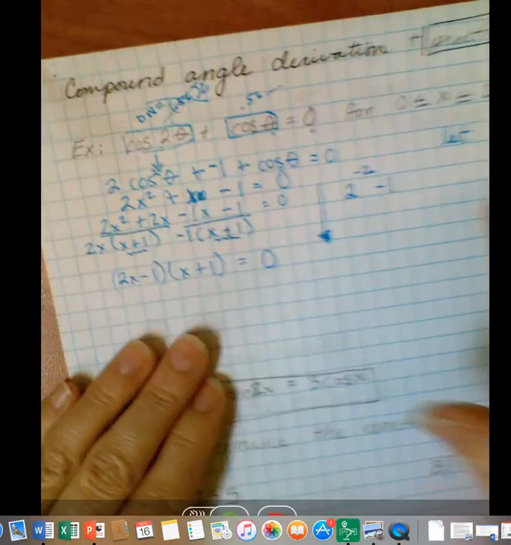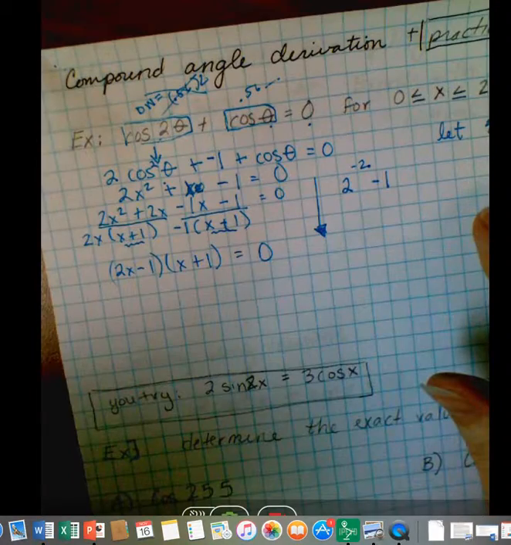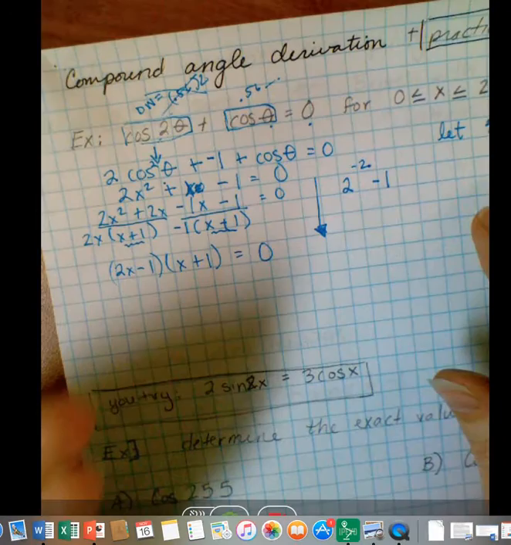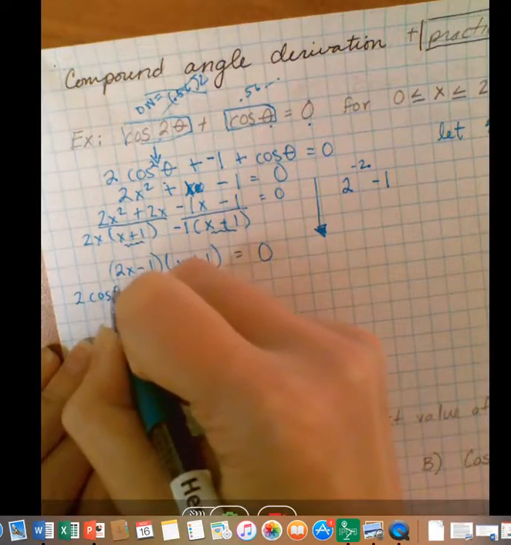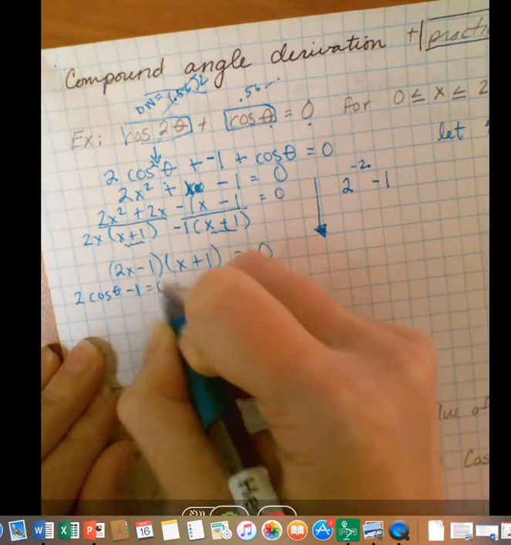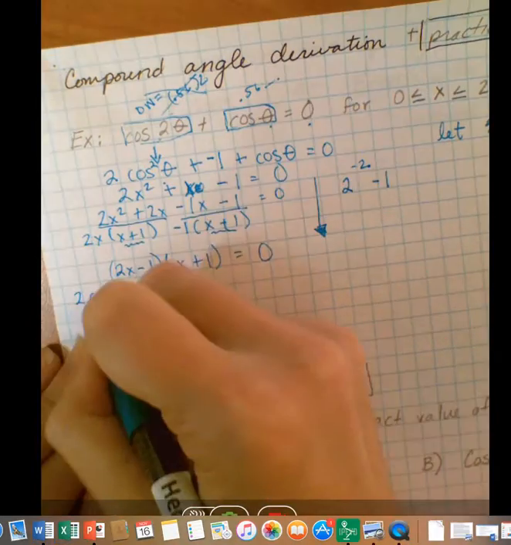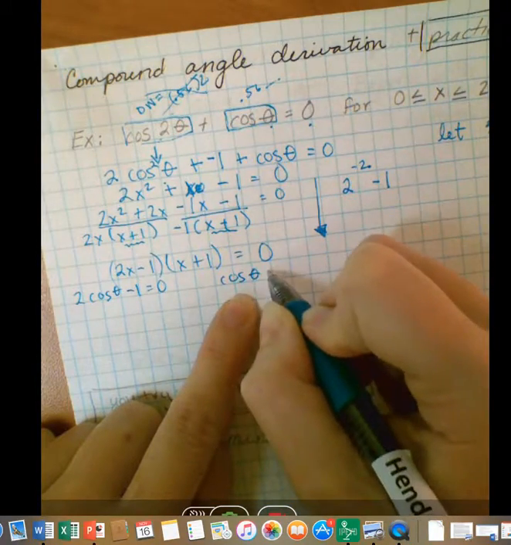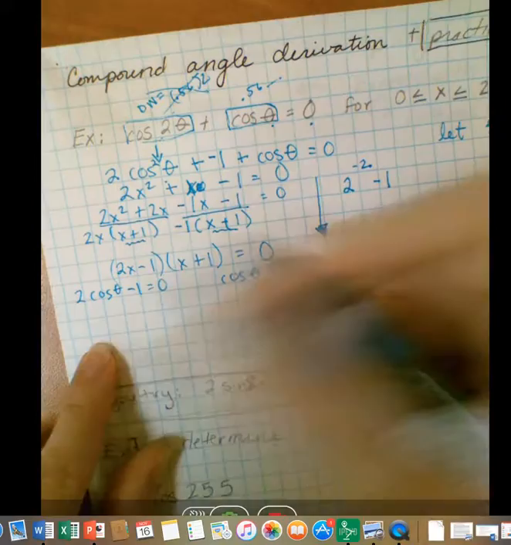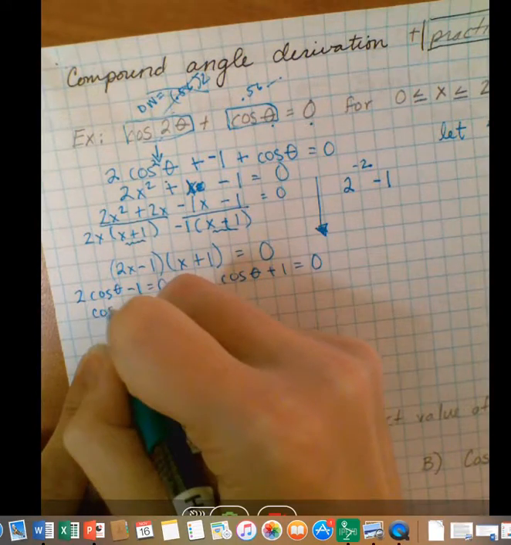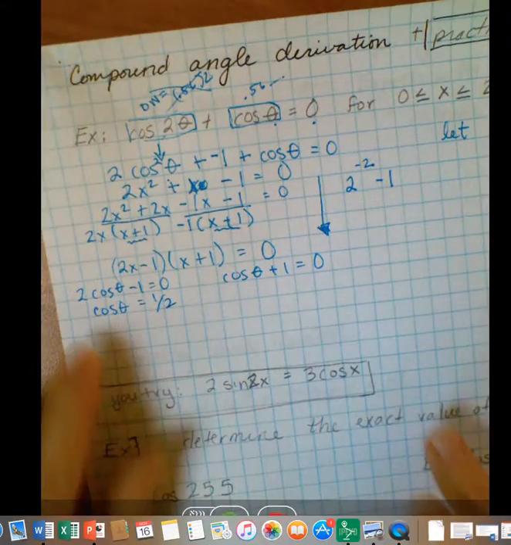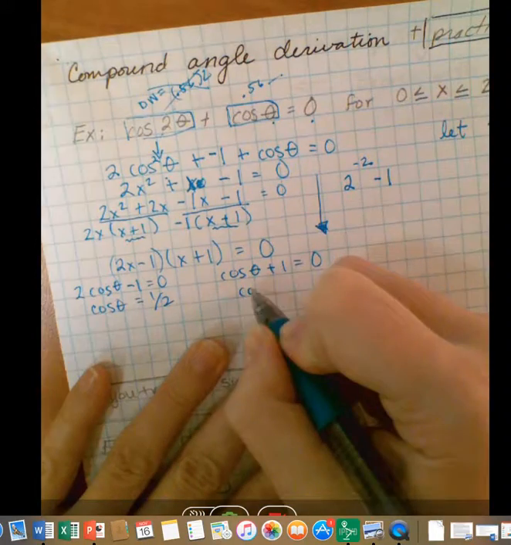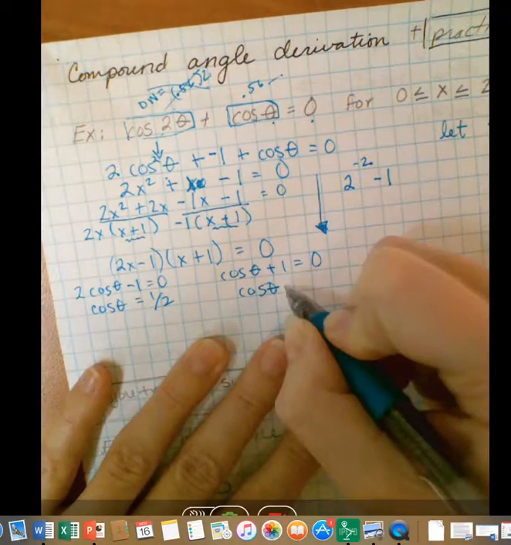Now I'm going to go back in because this is where I like to substitute my cosine of theta back in. So 2 cosine of theta minus 1 equals 0, and cosine of theta plus 1 equals 0. Jump a step here. Get that isolated. So I've got cosine theta equals 1 half over here, and here I have cosine theta equals negative 1.